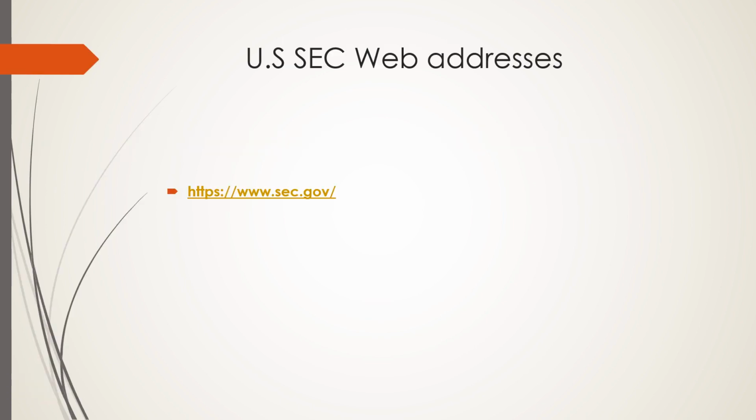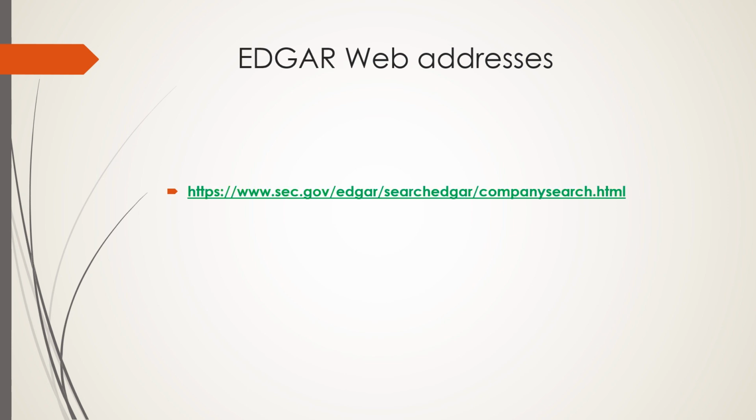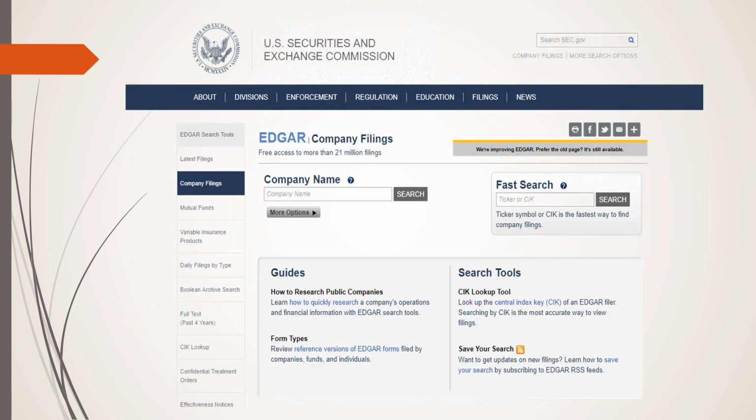If you want to know more about SEC, please visit their website. The web address of their website is provided on the screen. If you want to access financial statements and other reports filed with SEC, use the link provided on the screen and search by company's name as shown on the screen. If you need guidance on how to retrieve the financial statements and other reports from EDGAR, follow the link provided in the description of this video.